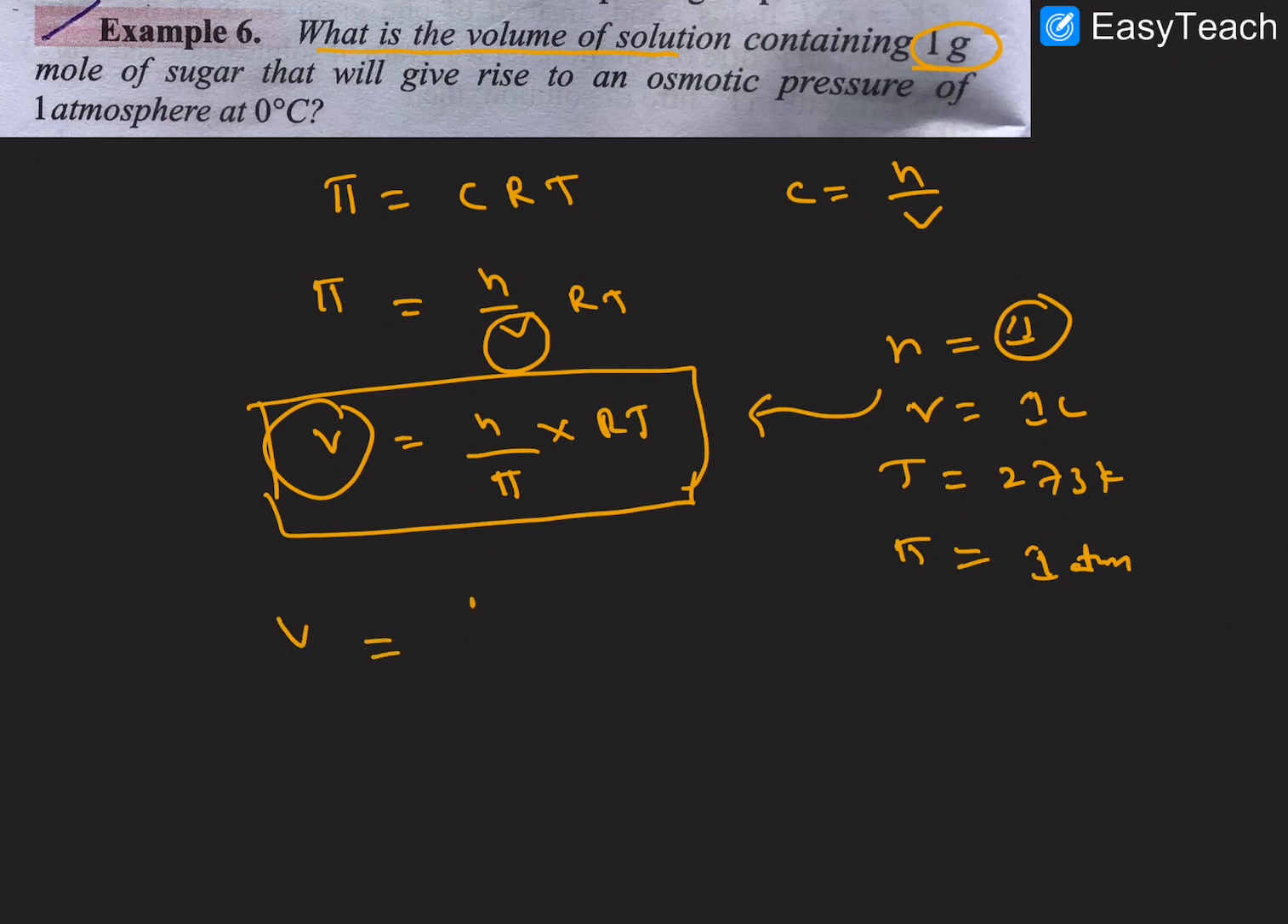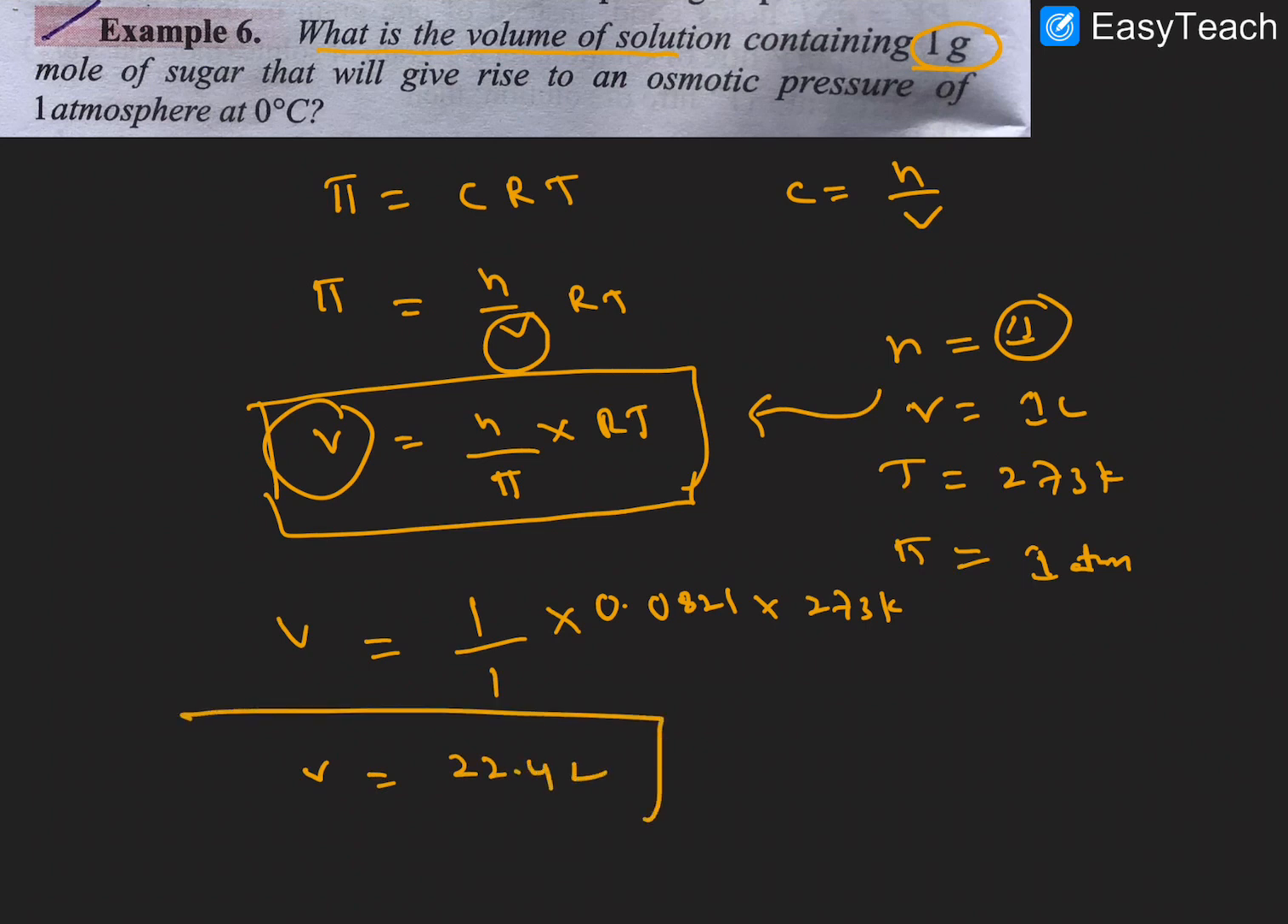These values are substituted in this formula, and we will get the volume. Let us write here: V is equal to 1 by, the volume is also 1 liter, into the gas constant. How much here? We know that 0.0821 into temperature, how much? 273 Kelvin, right? What is the volume here? Totally we can find out the volume here, 22.4 liters. So this is the volume of the gas. This is one more model question. I hope it's clear, you understand well.